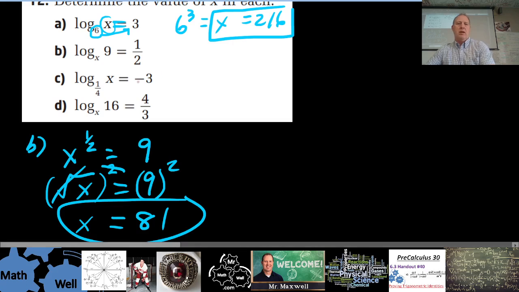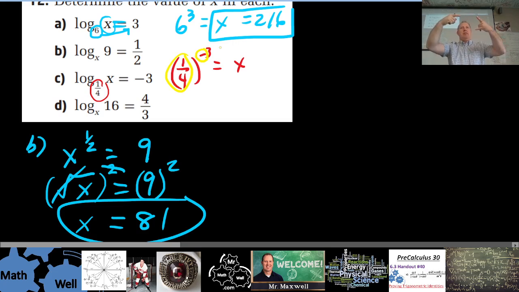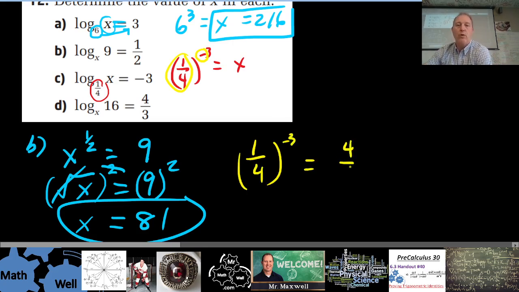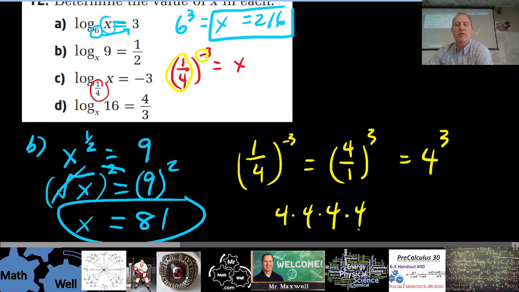All right, C. 1/4 is the base to the power of -3 equals x. So there's two things here. We have a fraction to the power of a negative exponent. Remember that if you apply that negative exponent to the fraction, you can flip the fraction and then it becomes positive. So watch this. 1/4 to the power of -3 is actually equal to 4/1 to the positive 3, which is just 4 cubed.